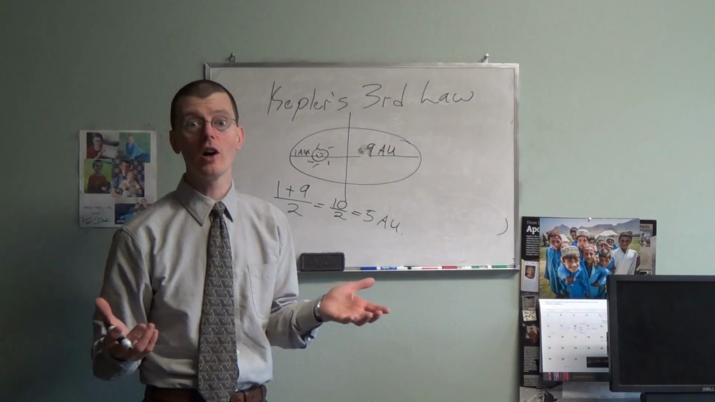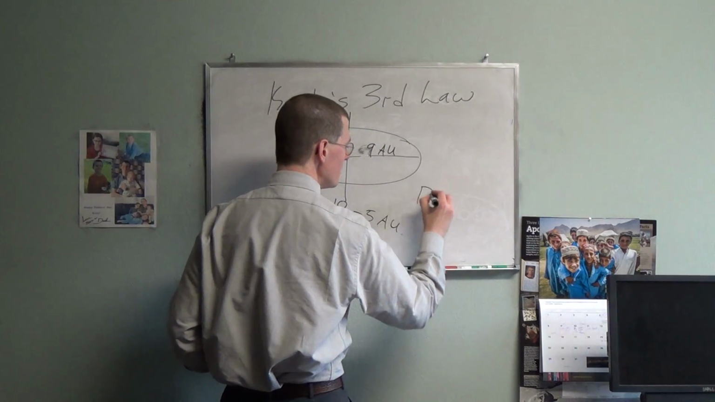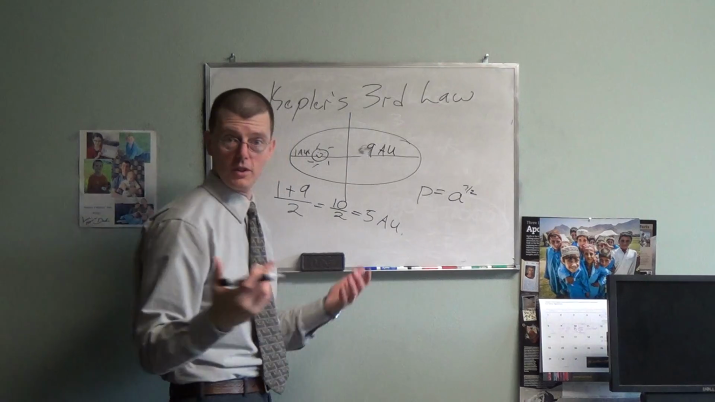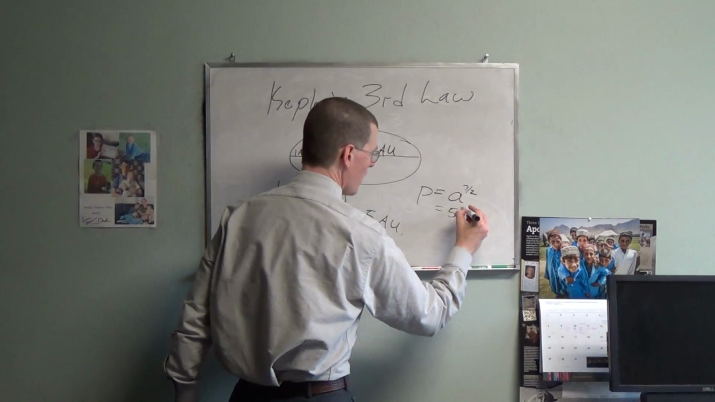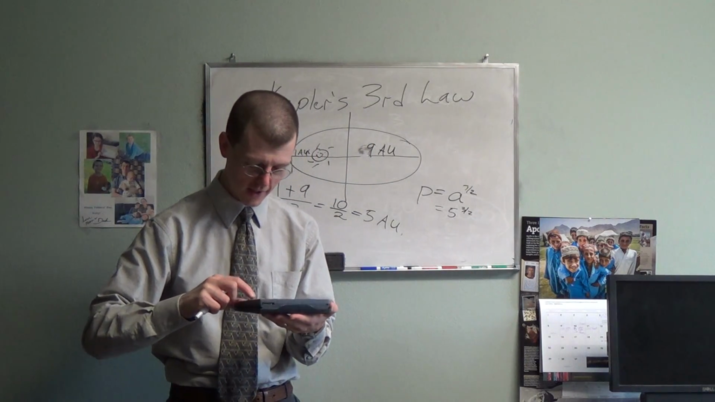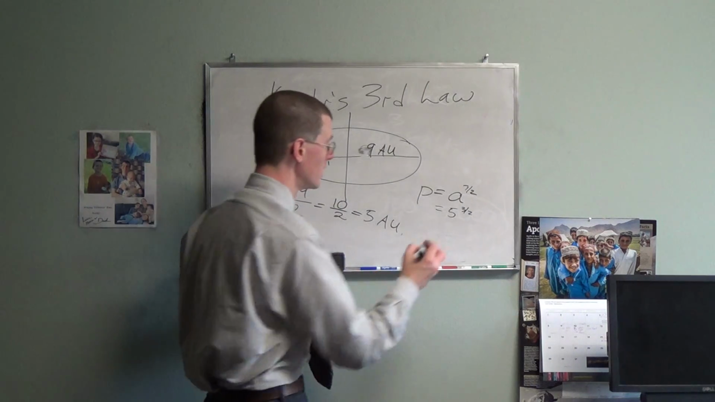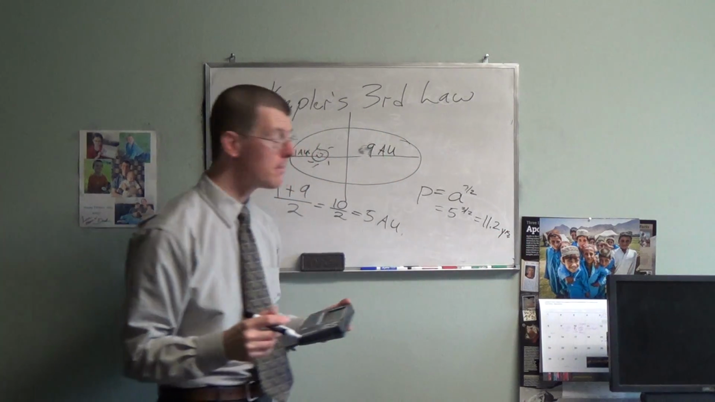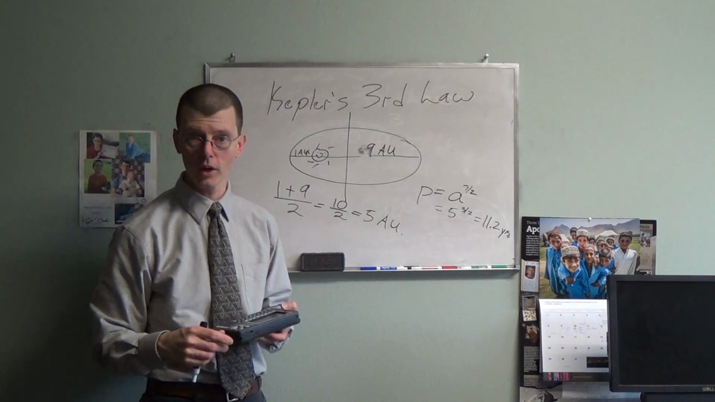Now I want to know, well, how long does it take this thing to orbit around the sun? Well, again, P equals A to the 3/2 power. We just did one of those, so let's do that again. So if I take 5 to the 3/2 power, again to the trusty calculator, 5 to the 1.5, I get 11.2 years. So that means this comet with this orbit orbits the sun every 11.2 years.